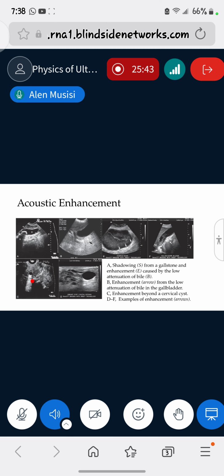Here, beyond the cervical cyst, you see this enhancement. In D, we have other examples. Then we also have this example here. We see enhancement from, I don't know what structure that could be, but it looks like a complex, whatever, maybe a cyst. So you see enhancement beyond, even here. So it's a useful artifact in assessing fluid-filled structures.